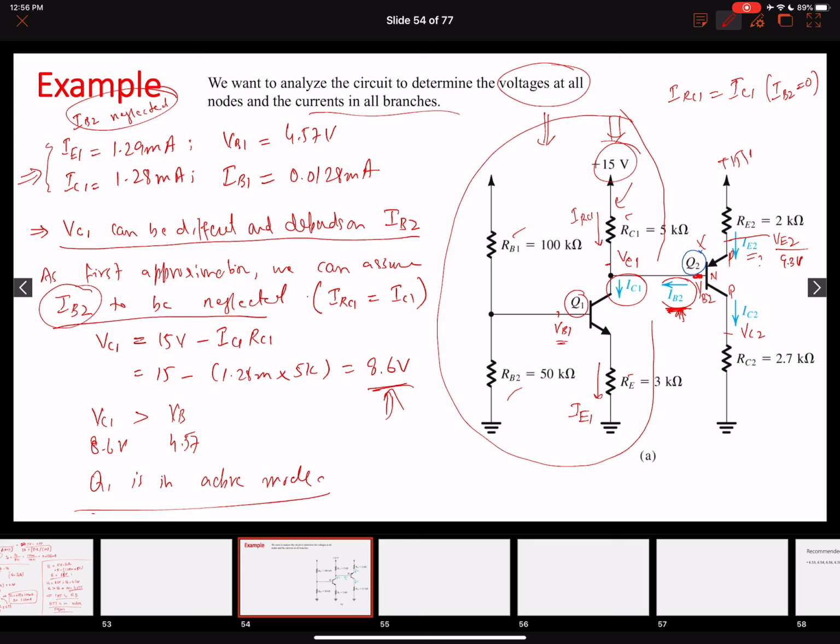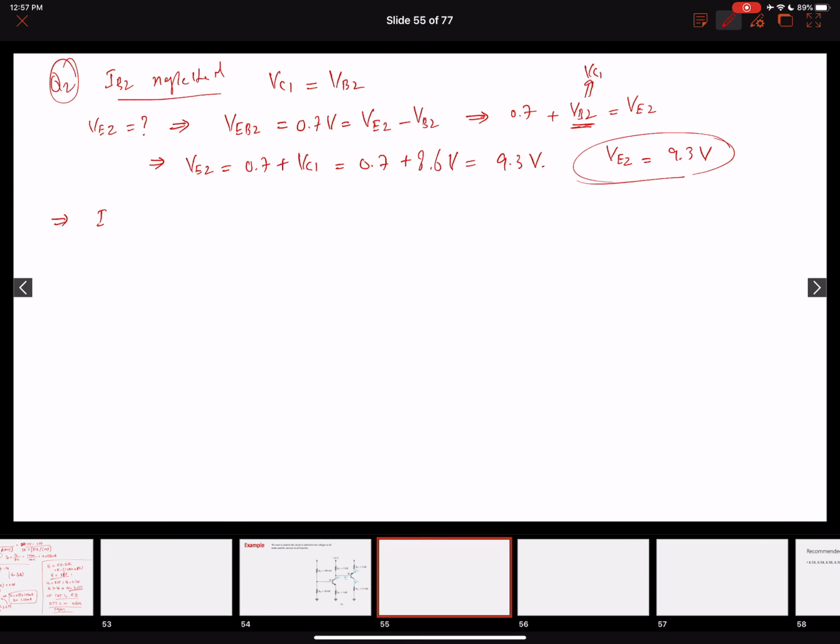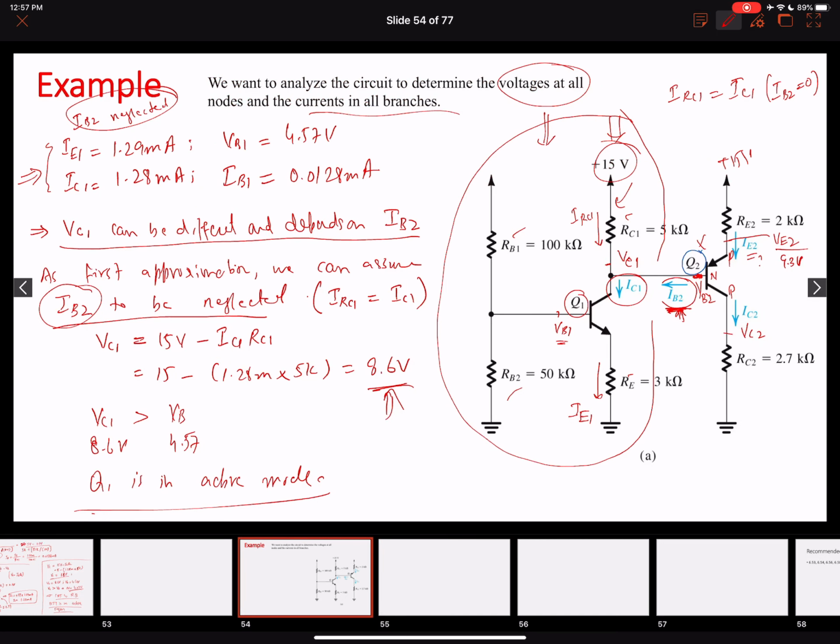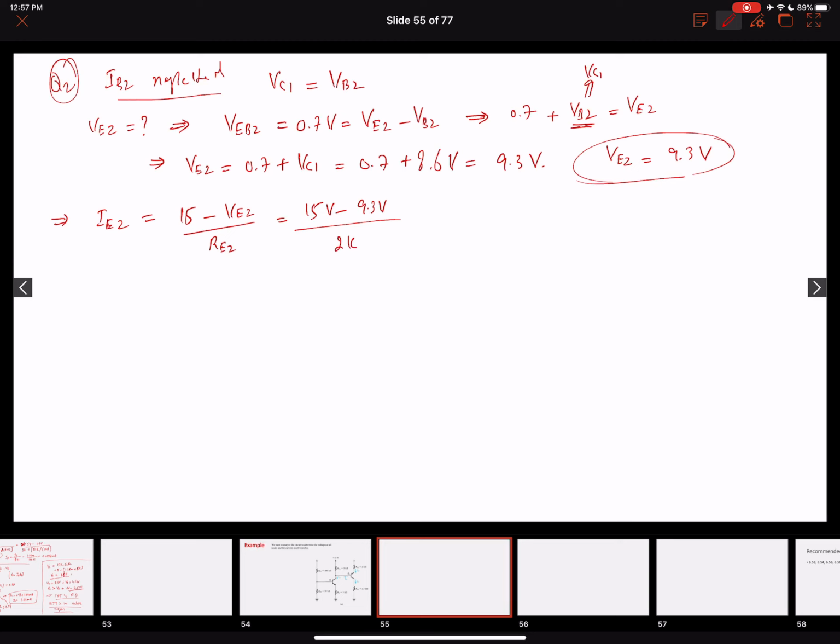15 minus VE2 divided by RE2 should be IE2. So IE2 can be found out by biasing potential minus VE2 over RE2. So it should be 15 volts minus VE2 voltage, 9.3 volts, divided by RE2, 2 kilo ohms. Once you solve this equation, 15 minus 9.3 over 2, the answer you will get is 2.85 milliamperes. So the value of IE2 will be 2.85 milliamperes.